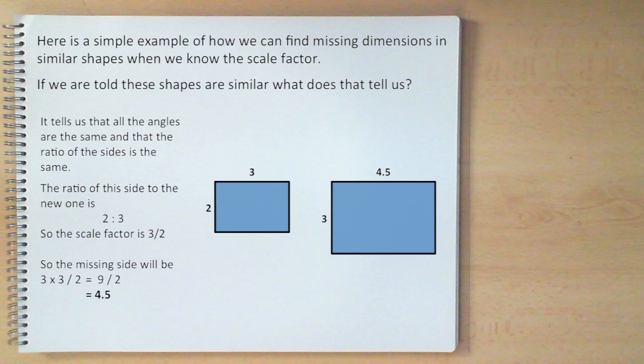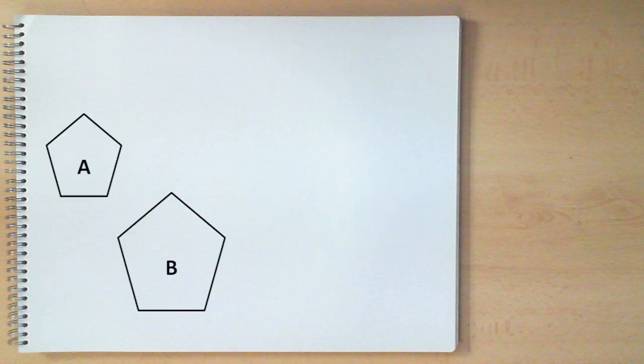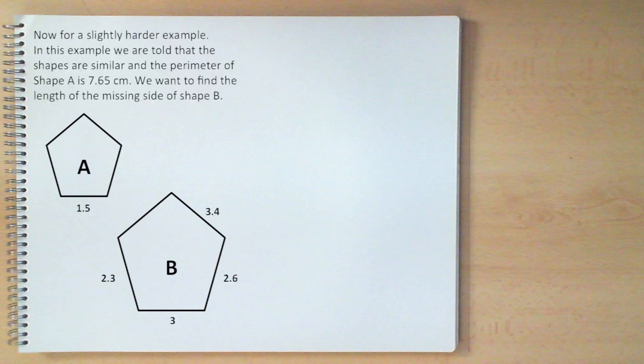Let's this time take two pentagons, and with some of the sides given to us about these pentagons, we'll work out all of the missing pieces of information. We're told what some of the sides are on each of the pentagons, and we're also told that shape A has a perimeter of 7.65 centimeters, and we're also told, importantly, that the shapes are similar.